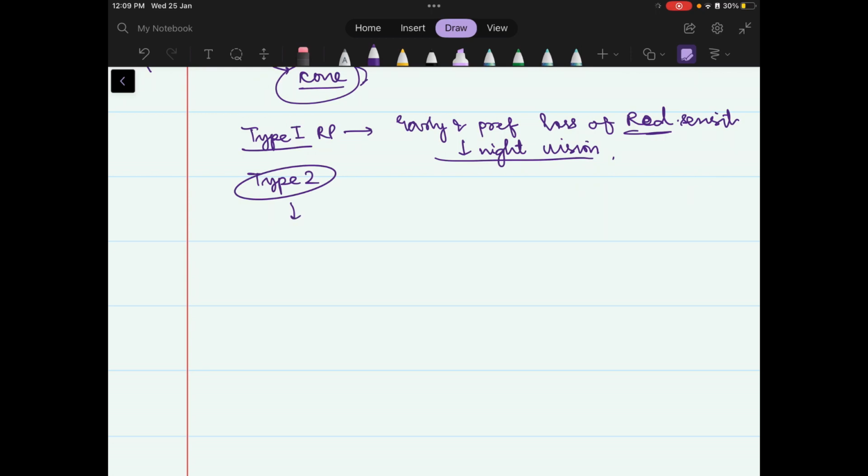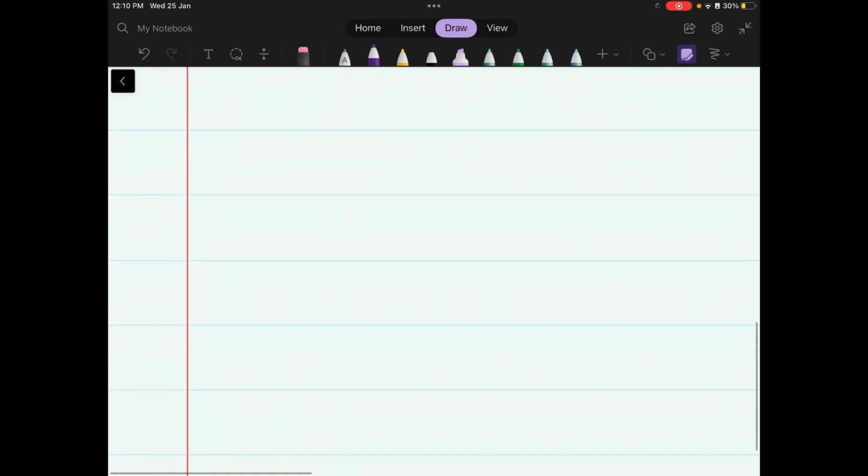Now in type 2, there is a progressive, combined dystrophy, so both rods and cones are affected. Okay? So both will be affected first, and later on diminished vision will be seen. It will not be the first feature. So we know something about the pathogenesis.